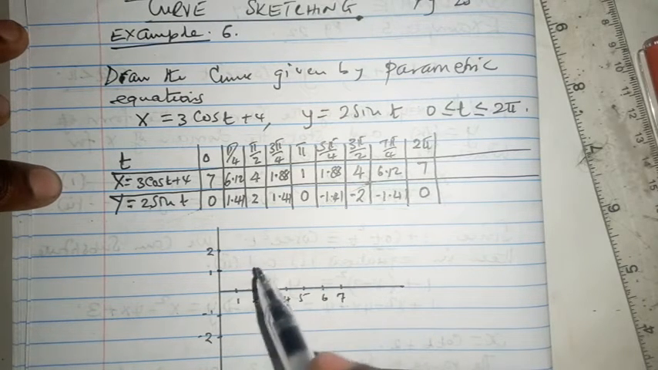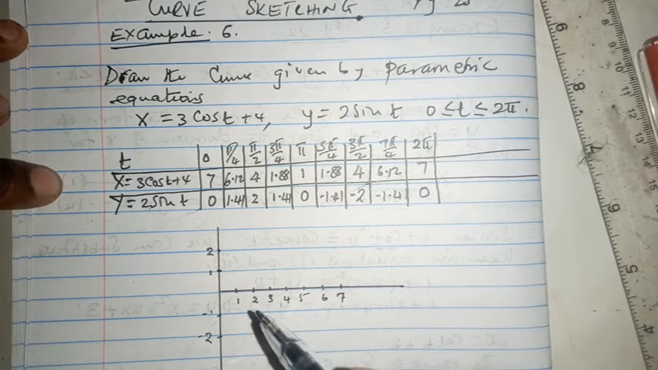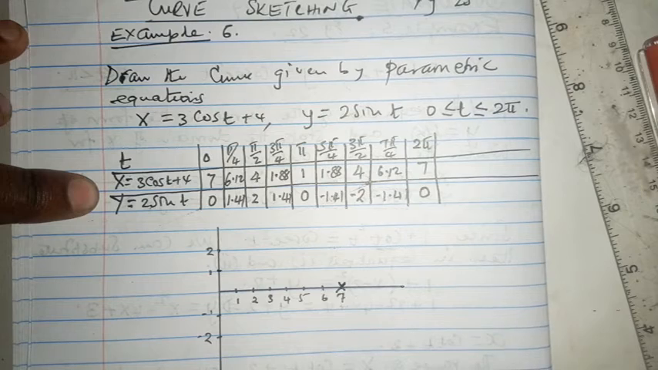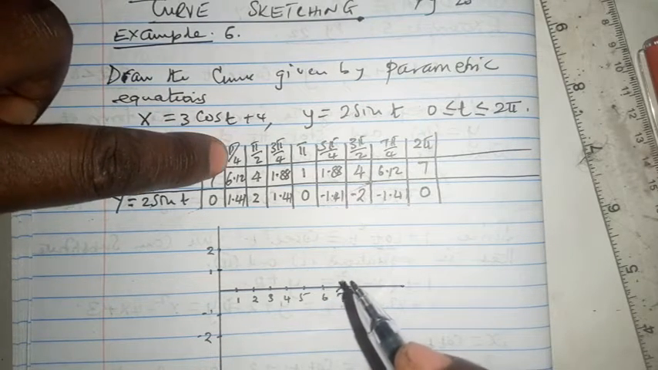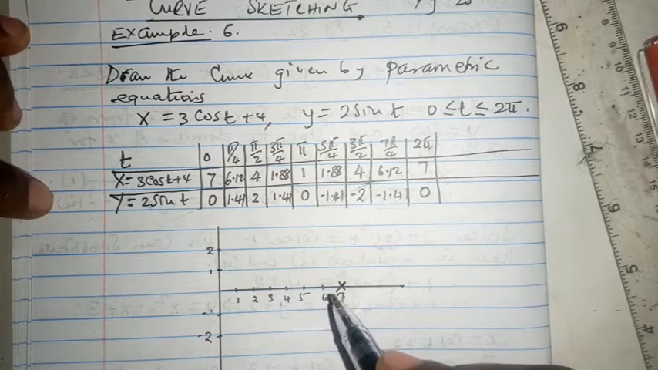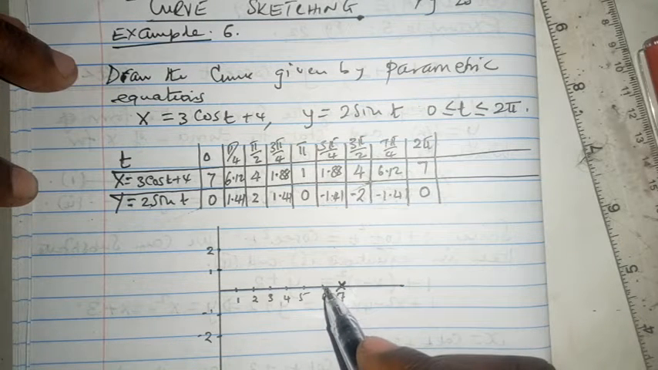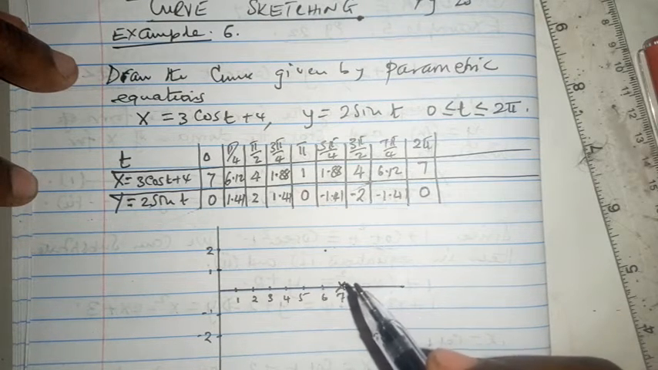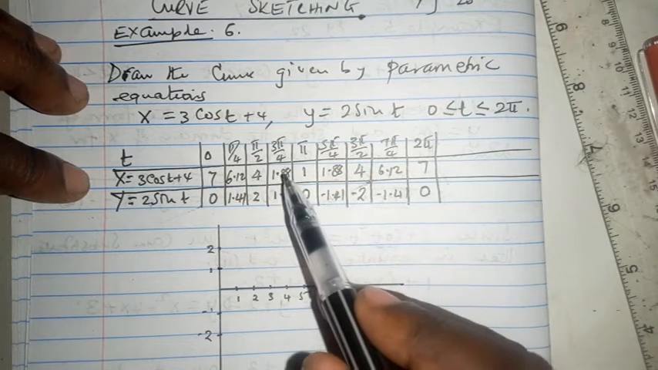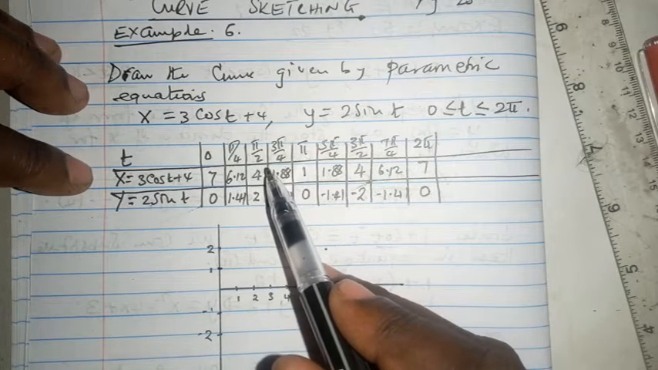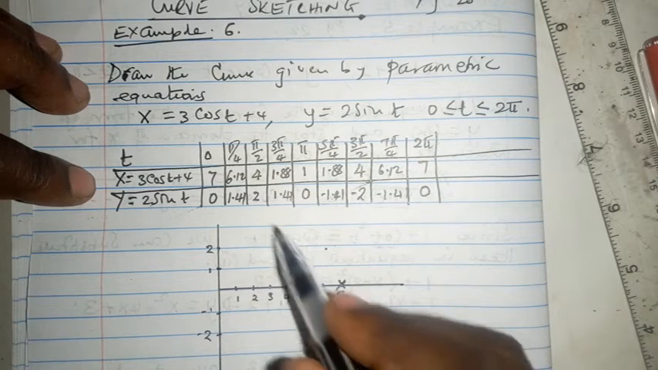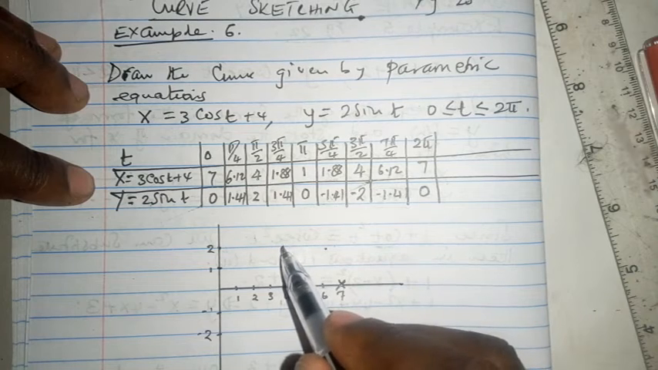So when t is 0, x is 7 and y is 0. When t is pi over 4, x is 6.12, and y is 1.88, somewhere there. When t is pi over 2, x is 4, y is 2. You can see, so something like that.